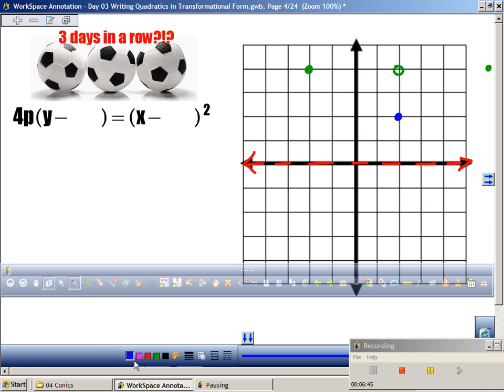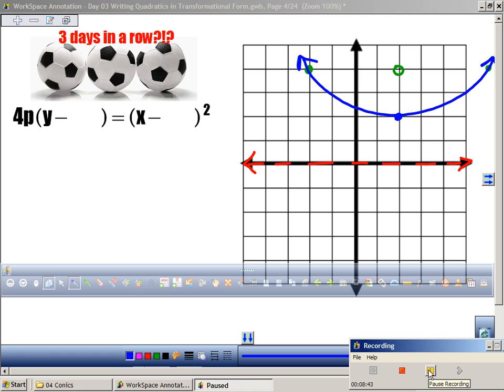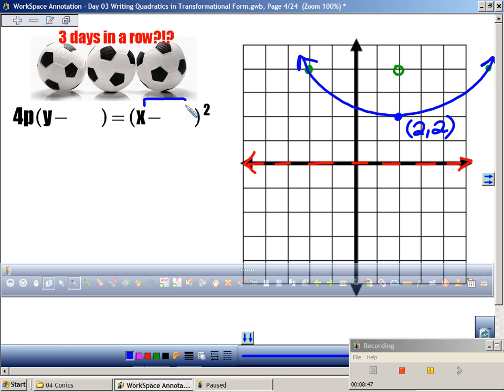So can you guys give me the equation of this graph, please? On your whiteboard? All right, so if I know my vertex is at positive 2, then I know my horizontal shift is going to be 2, right? The opposite of 2 is negative 2. And my vertical shift is also 2. I should put 2 and it's negative 2. 4P is 8.